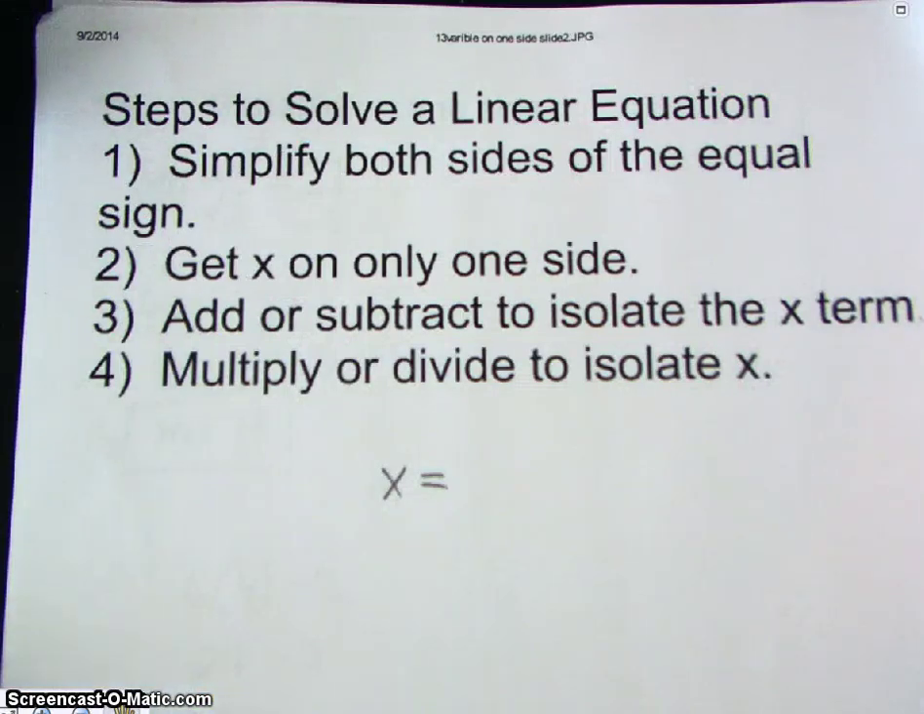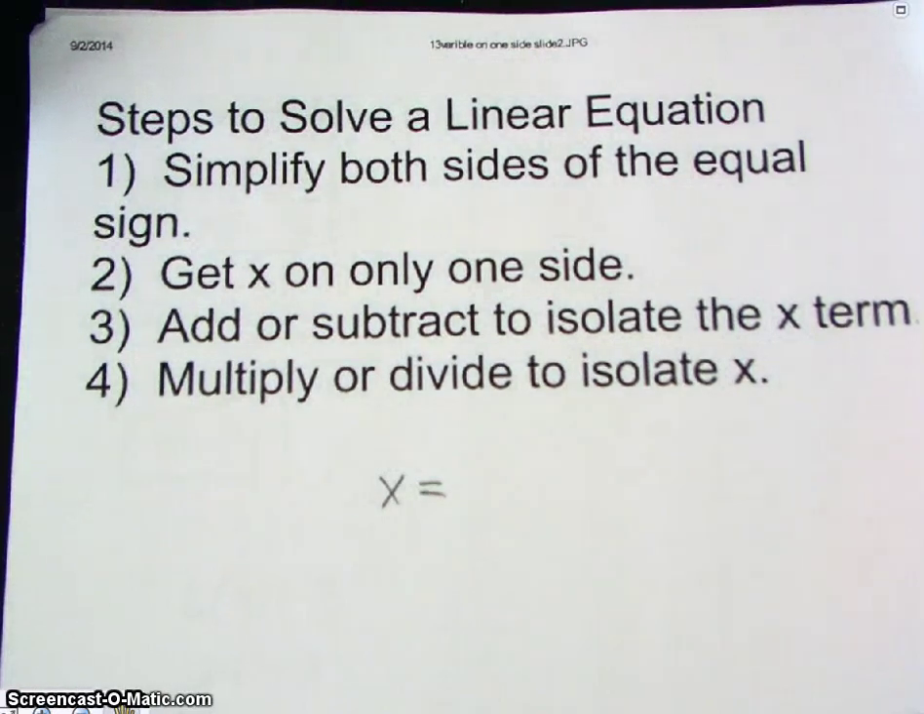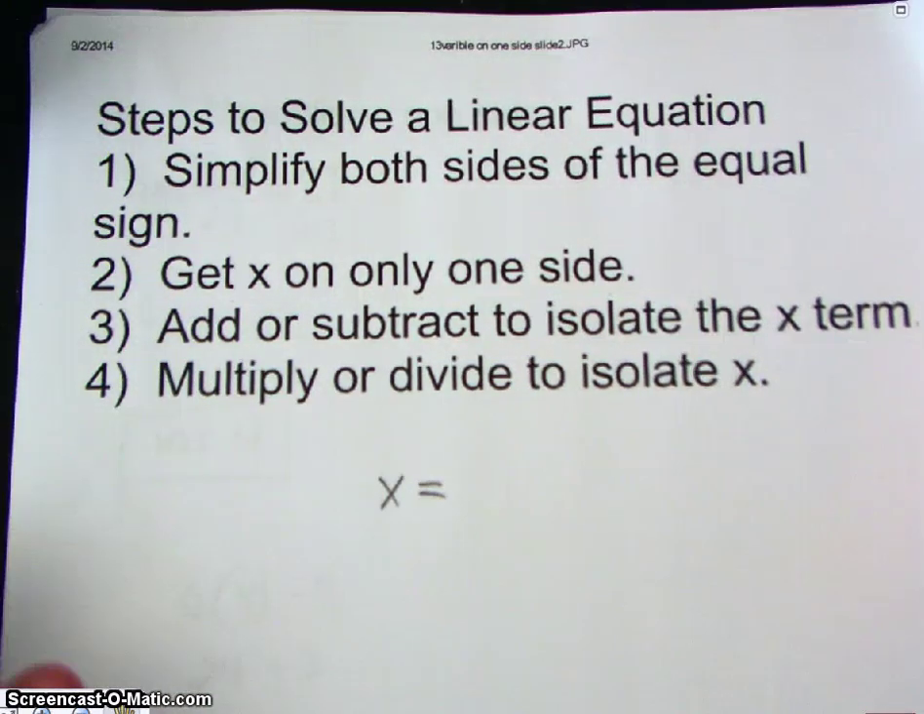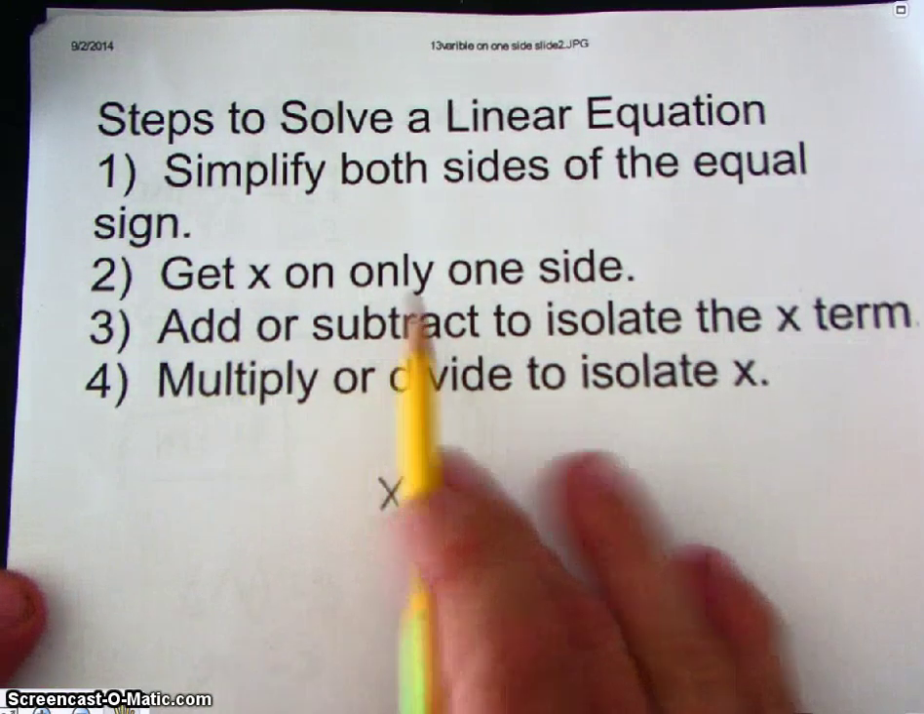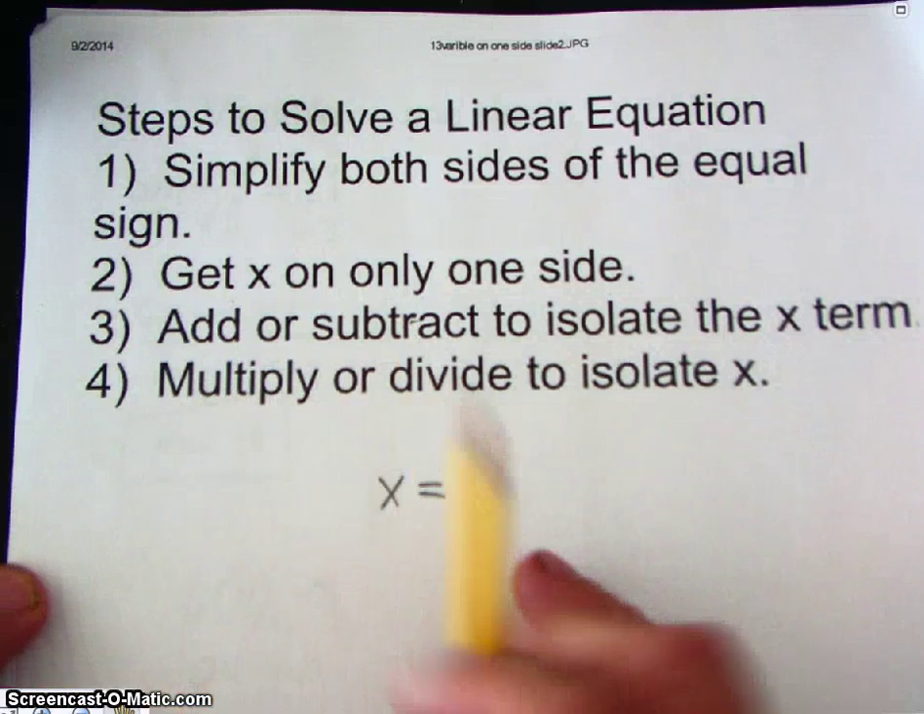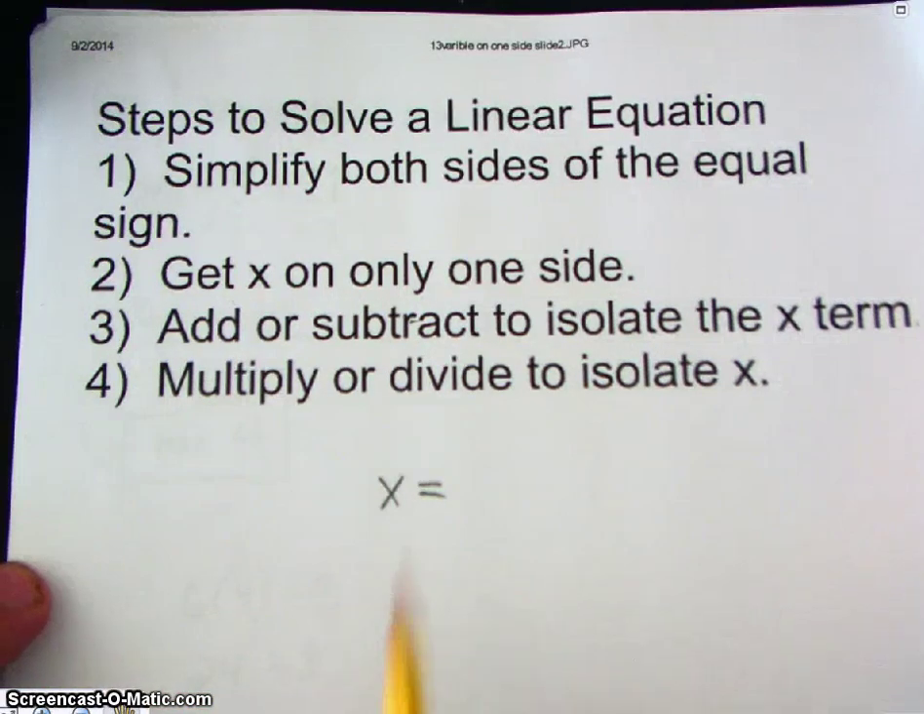So, there are 3 steps in doing that. The first step is to simplify both sides of the equal sign. Get x to be only on one side, and then start isolating it by either adding or subtracting, and then the last step will always involve multiplication or division. So in other words, you want x equals something.